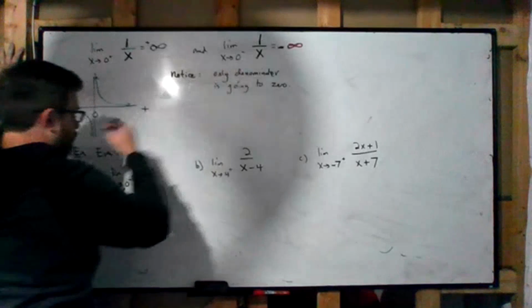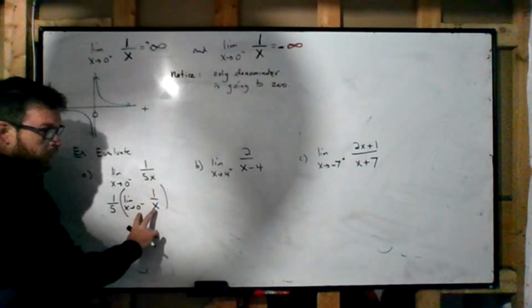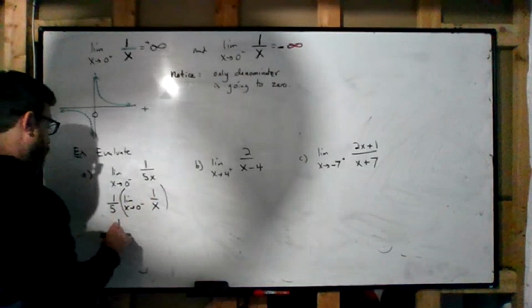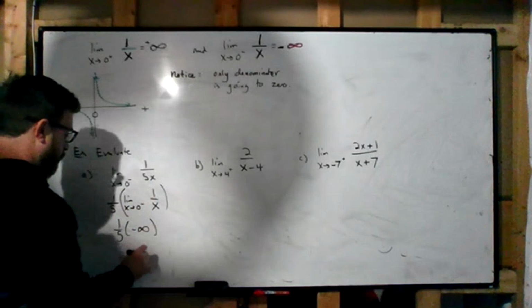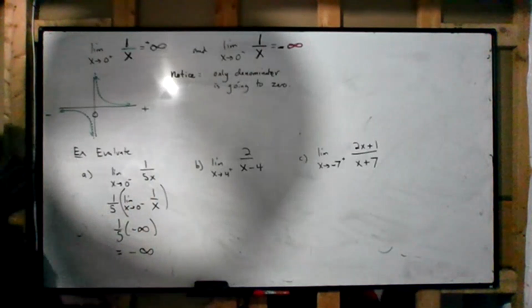This goes to negative infinity. How I know is that I'm going to have a positive over a negative. I'm picking numbers that are below 0, so this denominator is going to be negative. So this is going to be negative infinity. So 1/5 times negative infinity is still going to be minus infinity. 1/5 times infinity is still super big. So it's negative infinity.